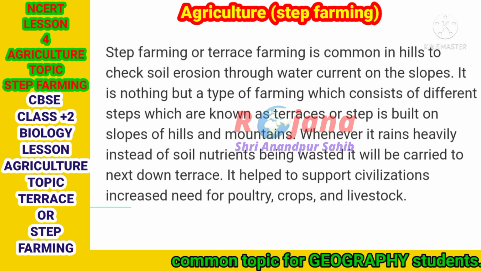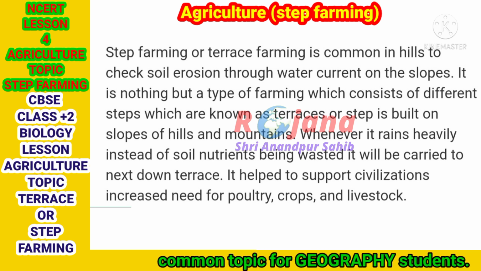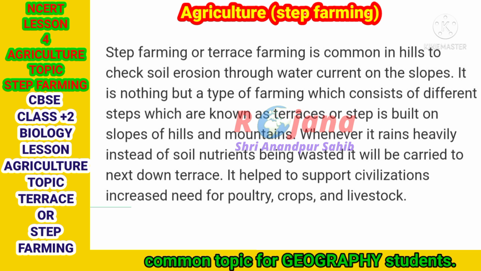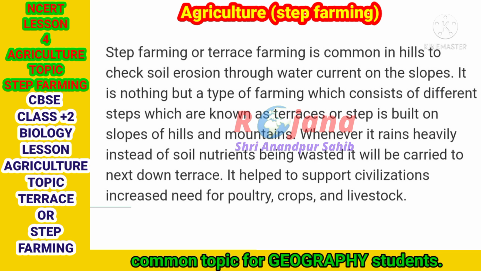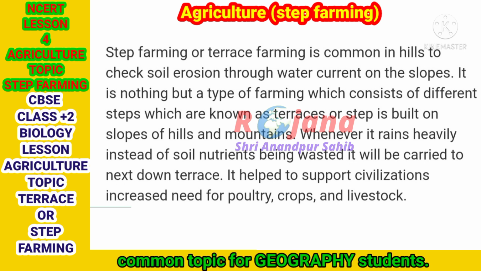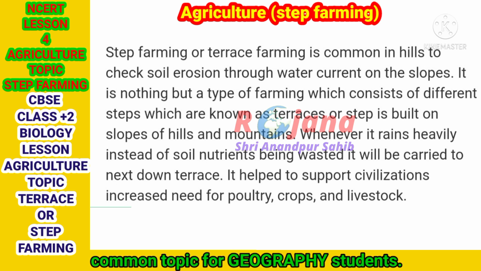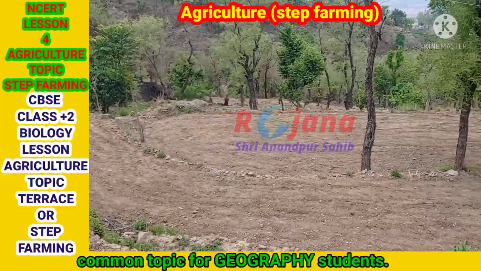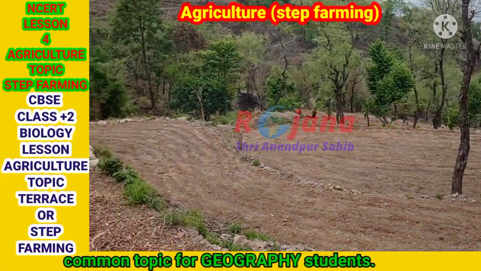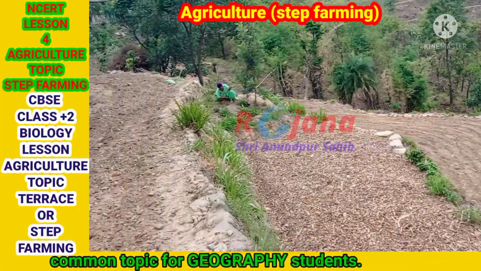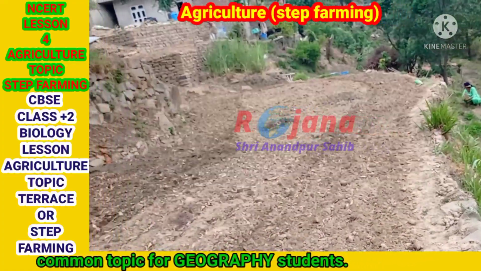Whenever it rains heavily, instead of soil nutrients being wasted, they will be carried to the next terrace down. It helped to support civilizations, with increased need for poultry, crops, and livestock. So, that is the reason step farming is required in hilly or mountainous areas.